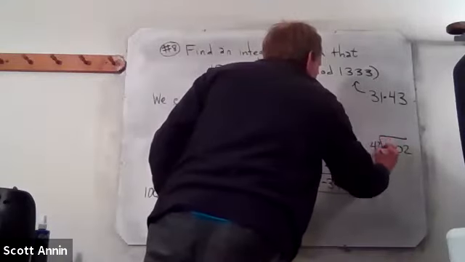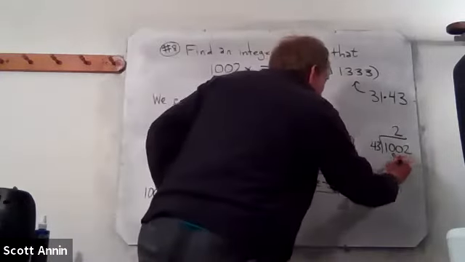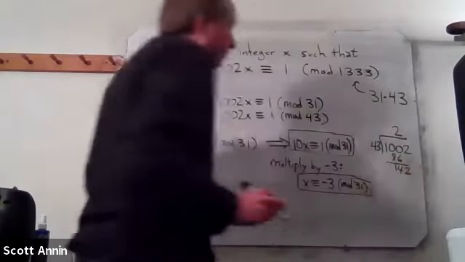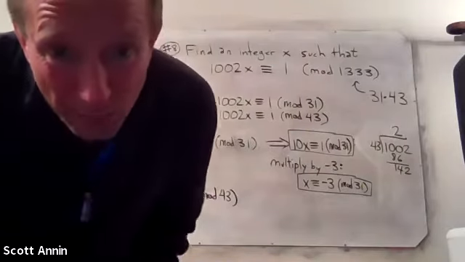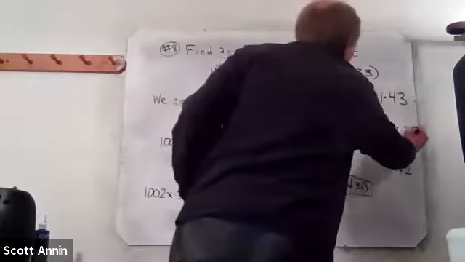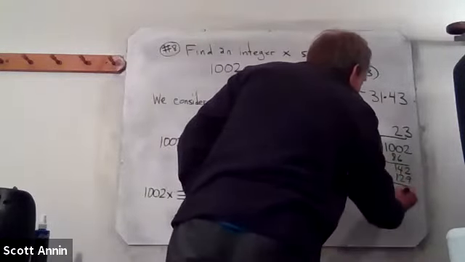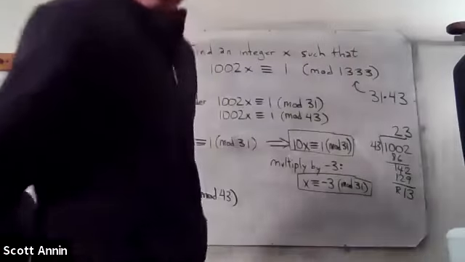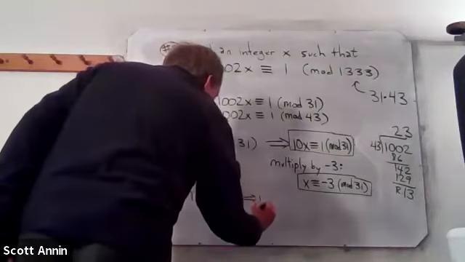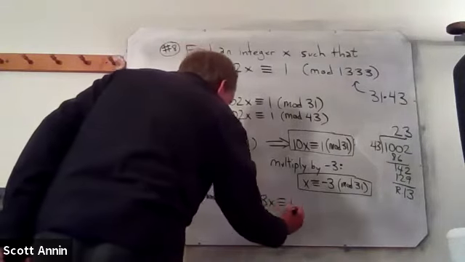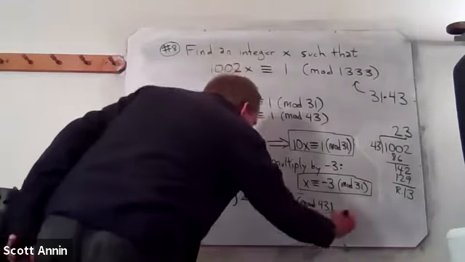1002 divided by 43: 43 goes into 100 2 times, leaving me 86. And then we bring down the 2, so we have 142. That's going to go into 43 3 times. And we bring down 129, and that leaves us with the remainder of 13 this time. Okay, so 1002 in the world of mod 43 is the same as 13. So this is our new equation right here.